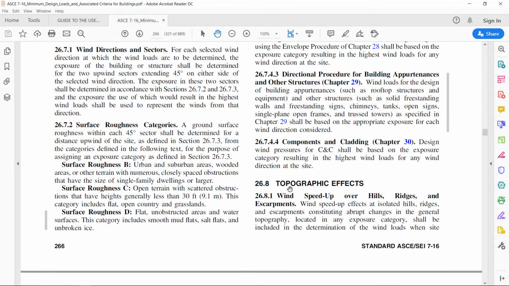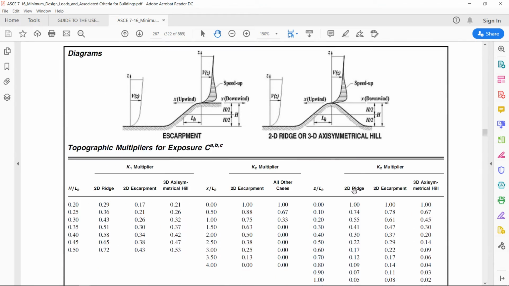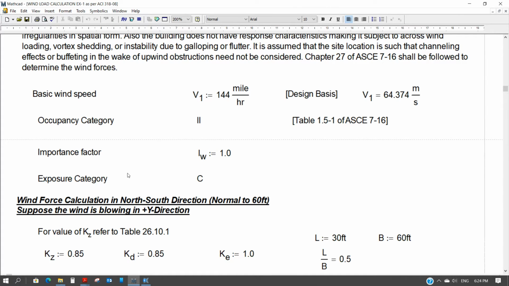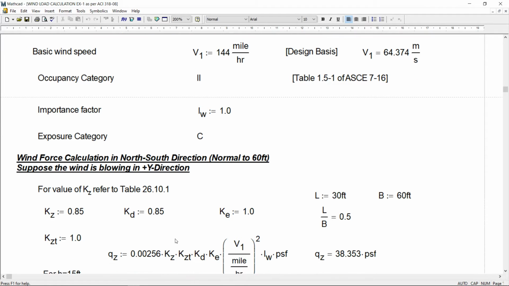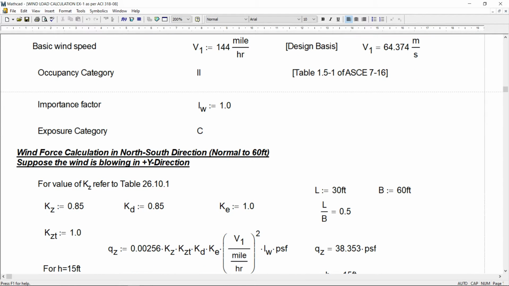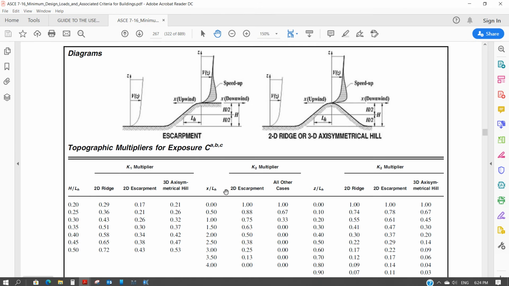Now, as per 2.8 topographic effect, here there are various conditions, but we are not considering any escarpment, either 2D or 3D. Because of that, what we have done, we have selected Kz equals 0.85 and Ke equals 1.0 and Kzt equals 1. All these parameters are defined over here.